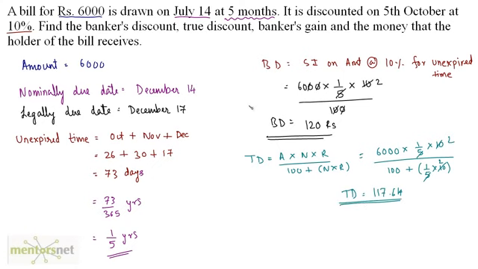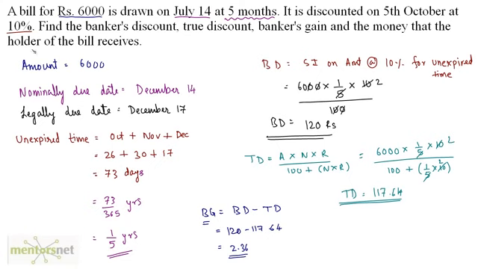Now what is remaining? We have to calculate the banker's gain. So banker's gain is actually the banker's discount minus the true discount, isn't it? We just saw that. So 120 minus 117.64, and that is equal to 2.36 rupees, right? So that is the banker's gain. That means the profit that the bank makes.